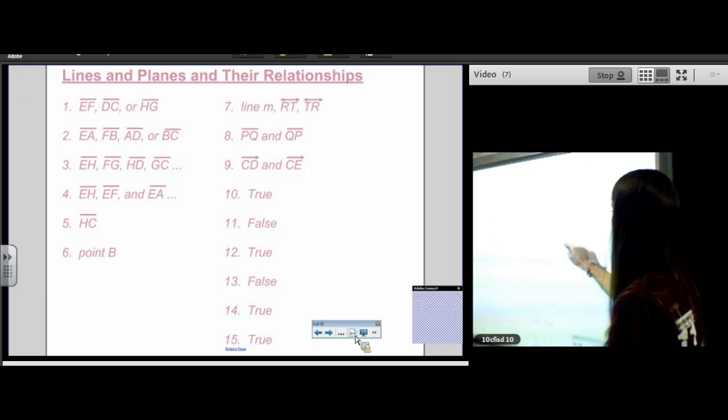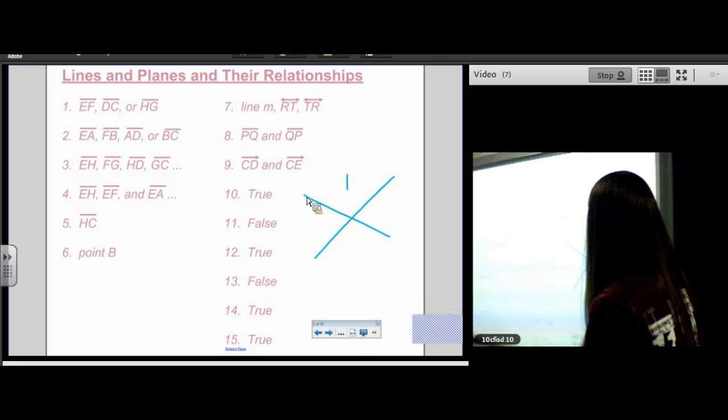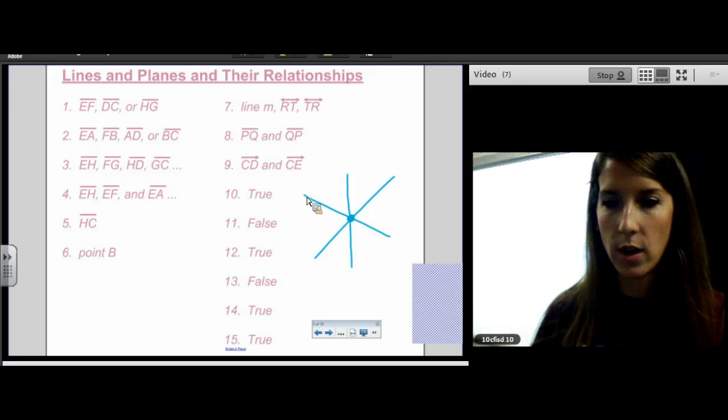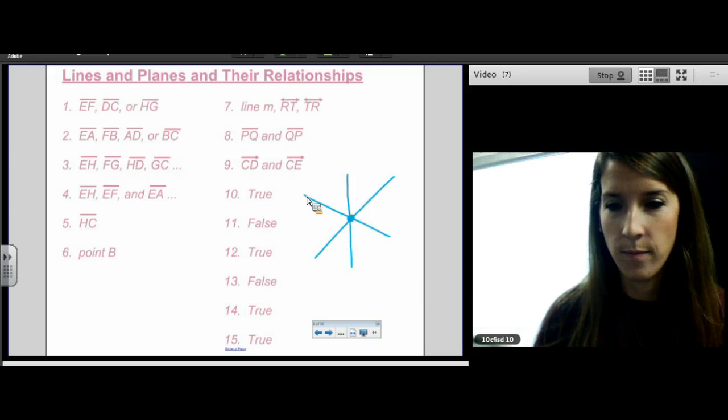So concurrent would be when 3 or more lines all intersect at one point. That's what concurrent means.